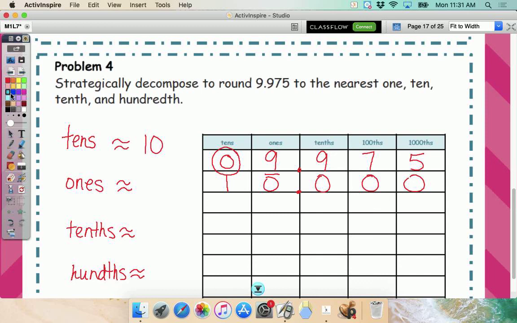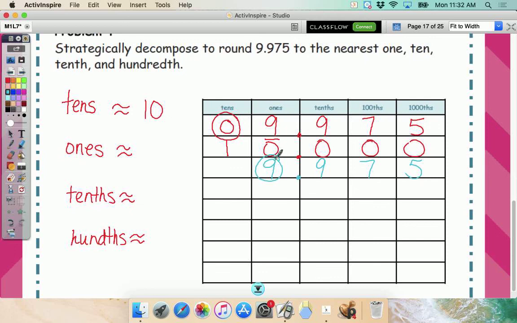Let's do it again. 9.975. What place value do I circle this time? The ones. So the ones place, not here. Tony, which digit is in the ones place? 9. And I'm going to underline a 9. Now don't go ahead, okay? Because this one's different. So I'm going to look at the 9 to decide about the 9.